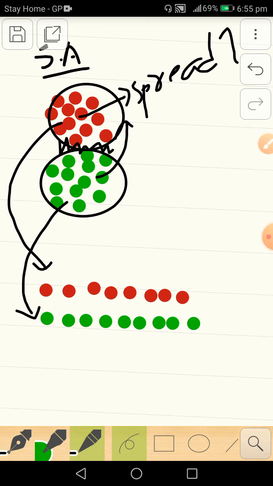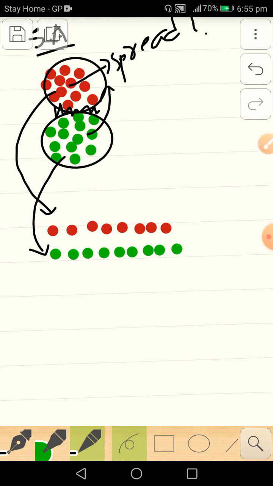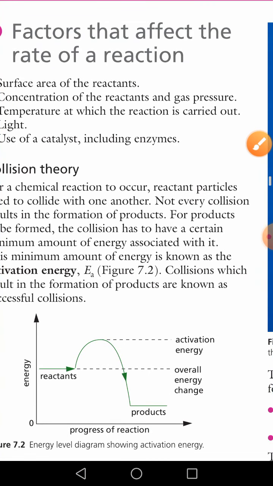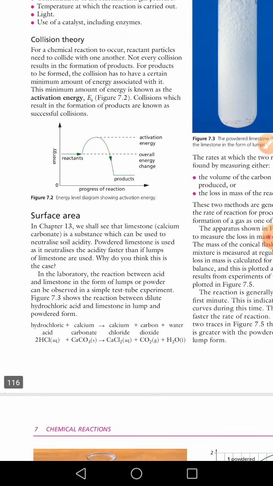Therefore the rate of reaction would also increase. Please note it down: if the surface area of the reactants increases, then the amount of contact surface between the particles also increases, and so there are more collisions, and so the rate of reaction would go high. So the surface area, look at what they say.